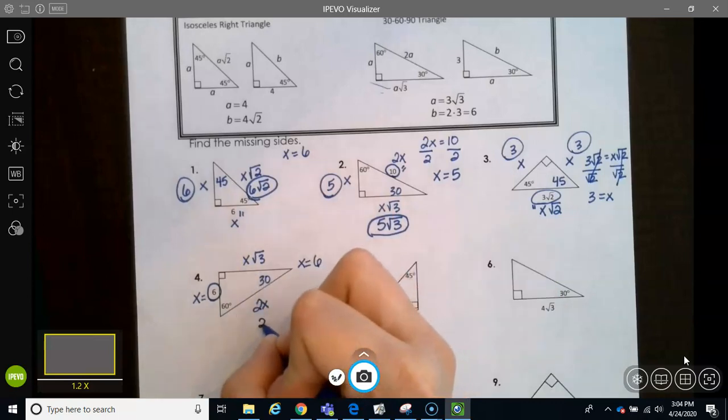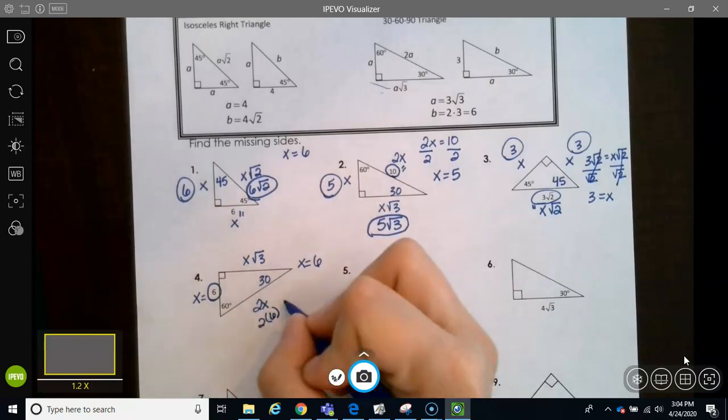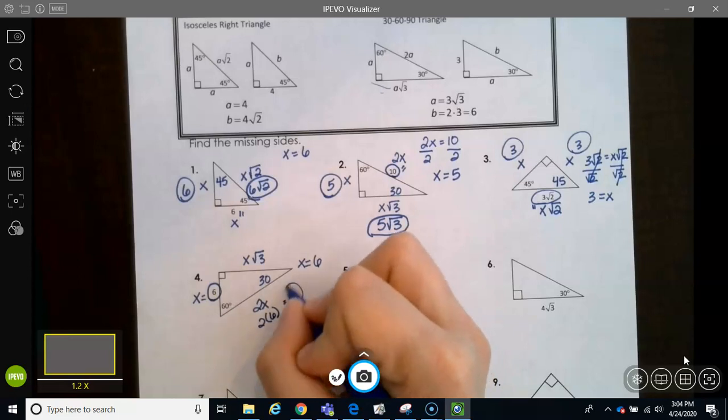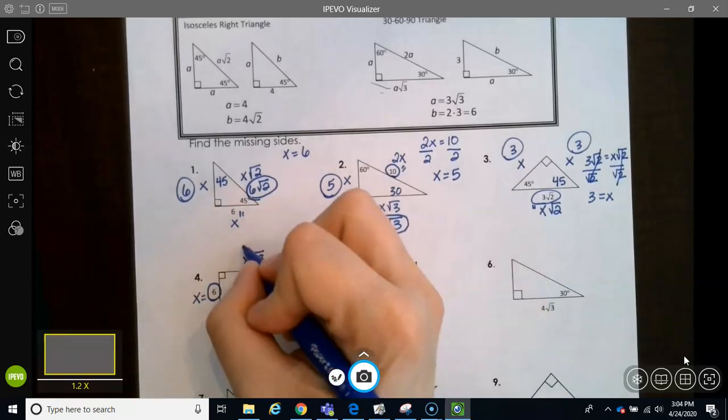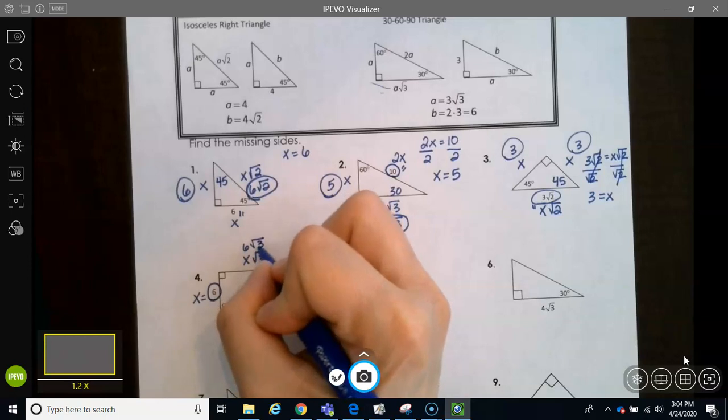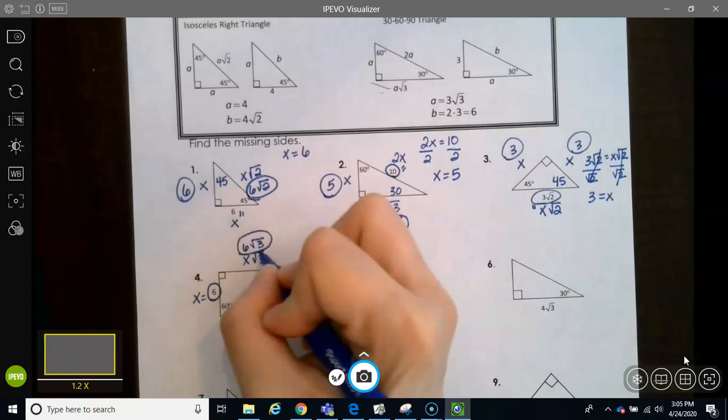So this side becomes 2 times 6, which gives me 12, and this side becomes 6 square root of 3. There's nothing more to do for that side.